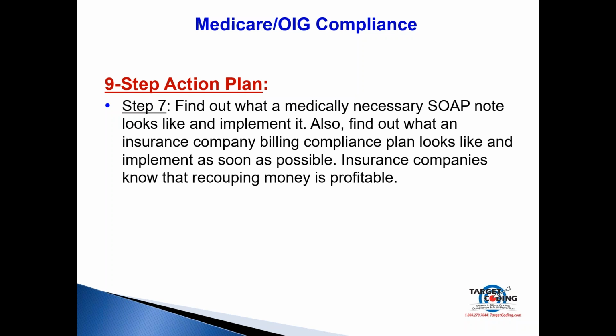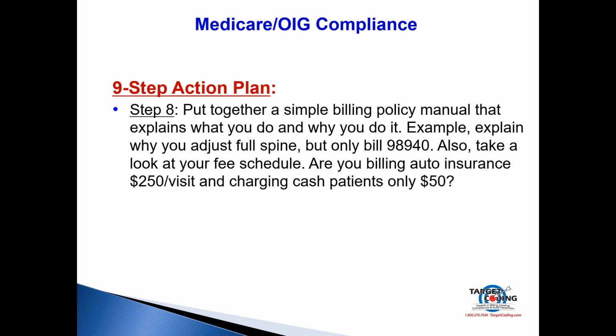You know, insurance companies, when they do audits, they know this is profitable. One very reliable source told me that every dollar that insurance companies spend on audits, they get back $14 to $17. It's profitable for them. You don't want to make them more profitable, right? Step 8, put together a simple billing policy manual that explains what you do and why you do it.